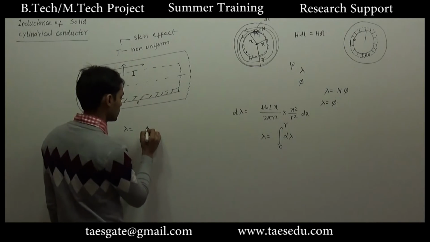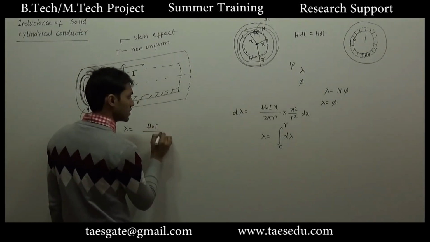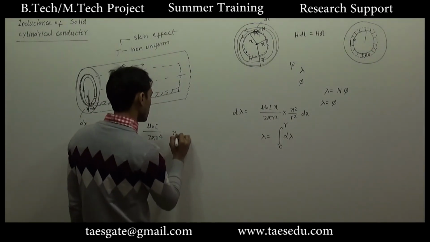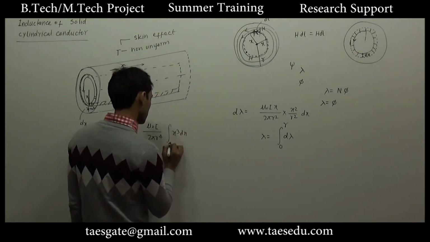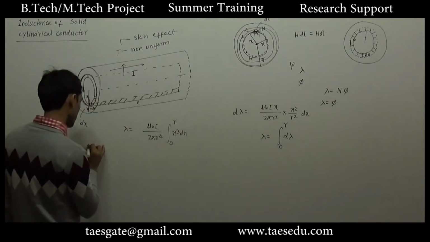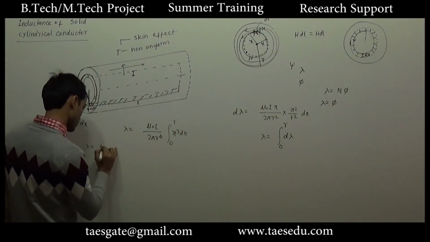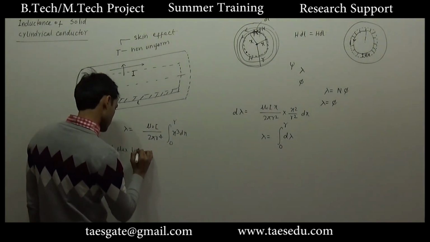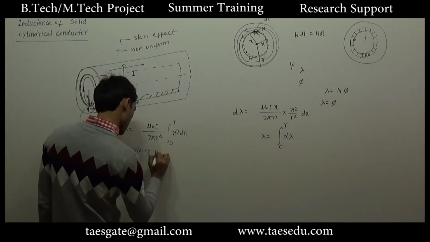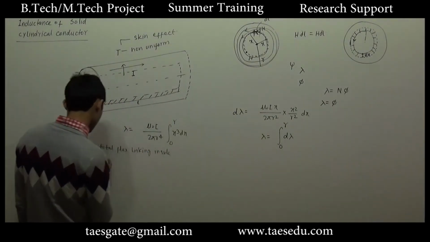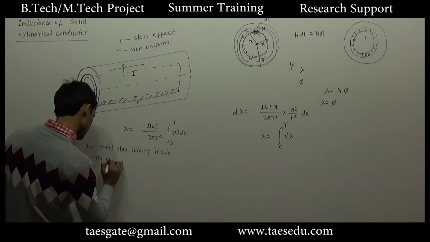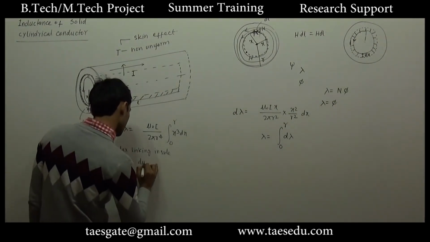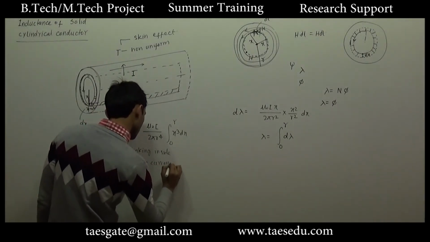So lambda will be mu naught I divided by 2 pi r to the power 4, x cube dx from 0 to r. This will be nothing but the total flux linking inside the conductor due to its own current I.